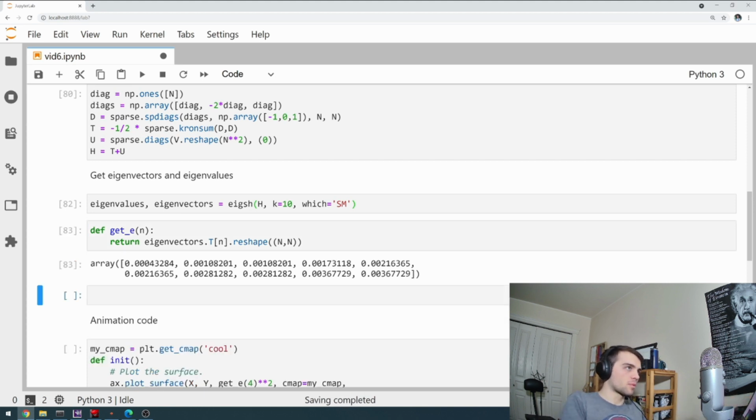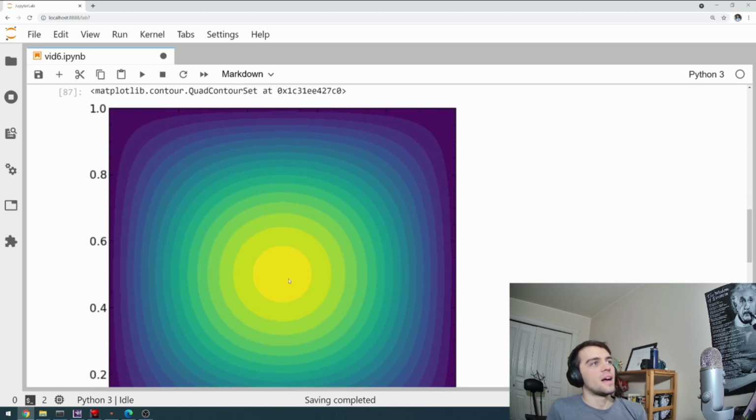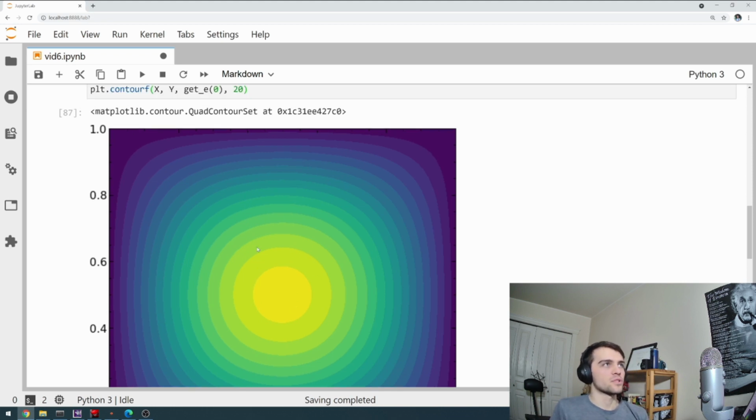So I'll make a quick contour plot, plot.contour. Let's make sure the grid is square too, so plot.figure. We'll go 9 by 9 grid, and we'll just plot this. Rather than the eigenvector, we'll plot the probability density function, which is it squared. So x, y, and we'll go get e, and let's just plot the first one. We'll use 20 contour levels. And this is about what you'd expect for the 2D square well. This is the first energy level.